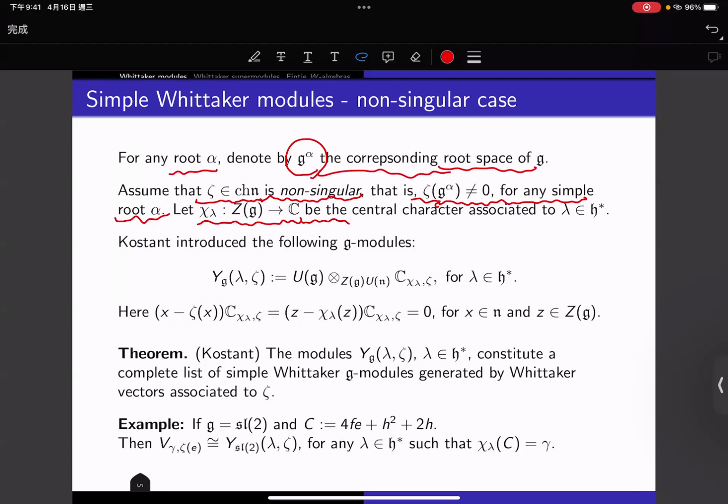Then we consider ZG(n), the subalgebra generated by Z(g) and n. It is actually a tensor product of Z(g) and U(n). Then we can form a one-dimensional module which corresponds to a character: the central character given by chi lambda and the character theta of n. By which you mean for any x in n and z in the center, x minus theta(x) and z minus chi lambda(z) act on it as 0.